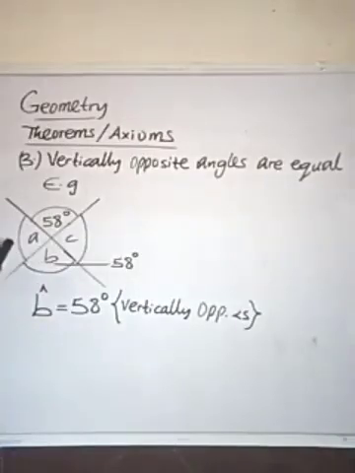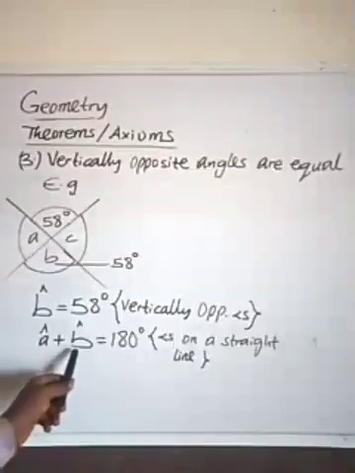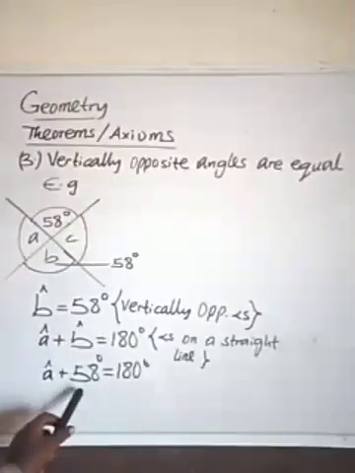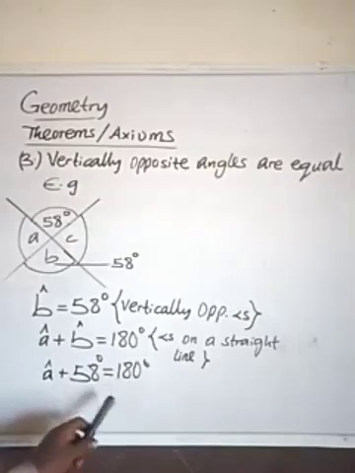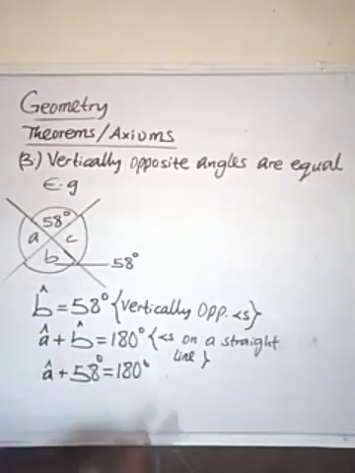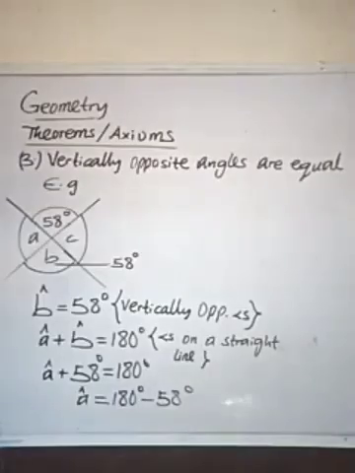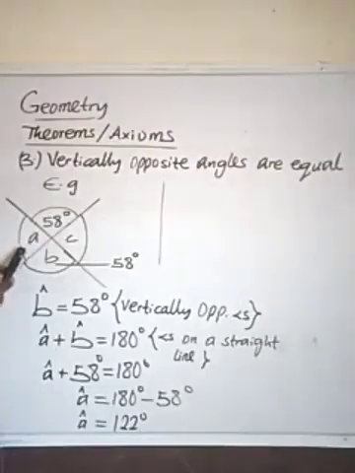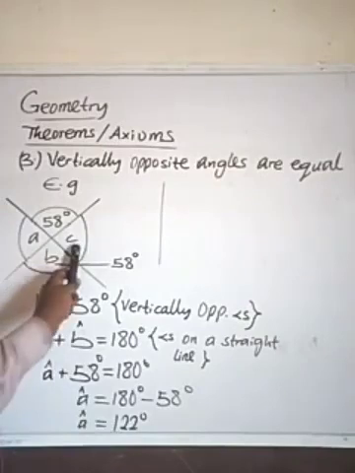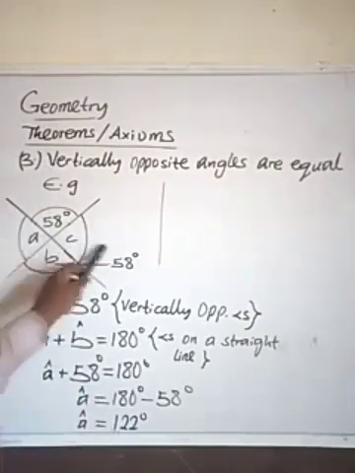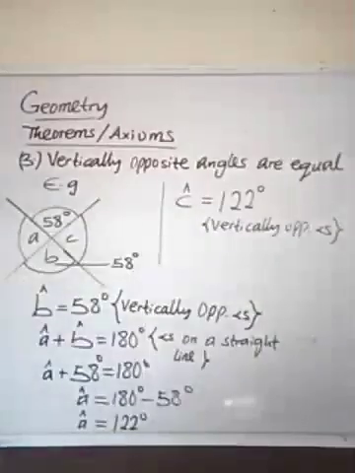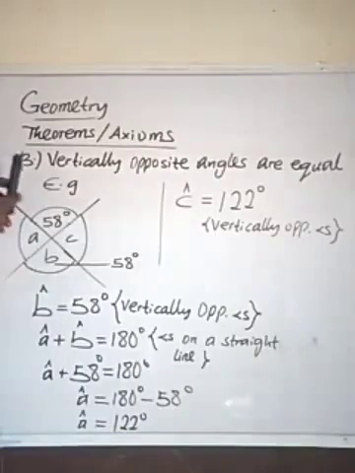Note that angle A and angle B are on the same straight line, so we can use angles on a straight line are supplementary. And angle B is 58 degrees. Collecting the like terms, we transfer plus 58 degrees to the right side of the equation, and that gives us A equals 180 degrees minus 58 degrees, and angle A is 122 degrees. Now, angle A is 122 degrees, and that means angle C is equal to 122 degrees. That is, vertically opposite angles are equal. In my next video, I will explain theorem 4, stating that the sum of angles in a triangle is 180 degrees.